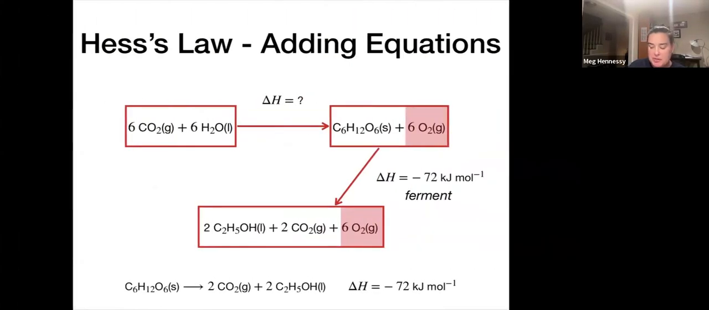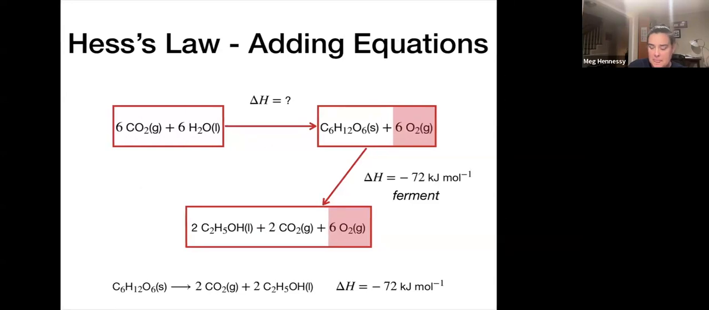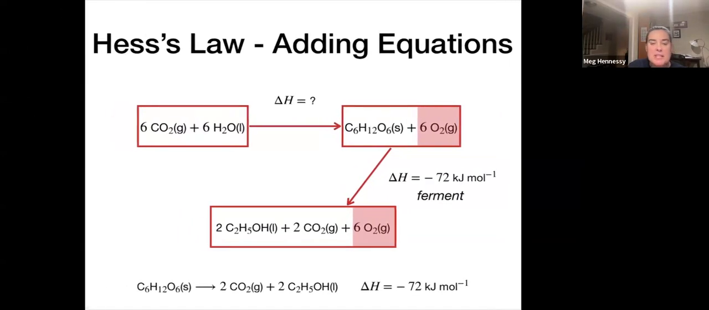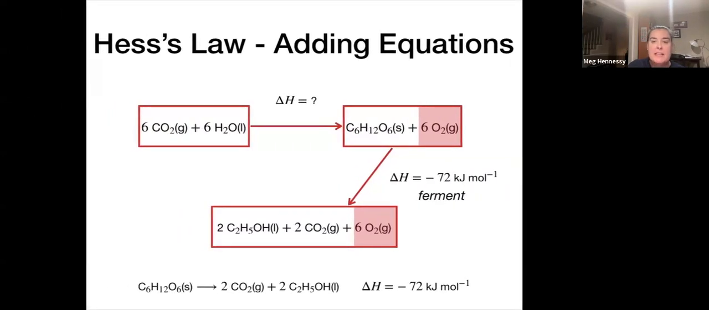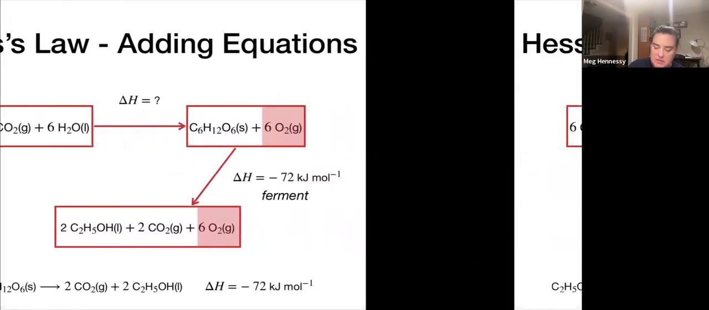So I showed that first step was fermentation. I blacked out the oxygen because it wasn't involved in that step. I didn't need it until later. So energetically, it wouldn't change any values.